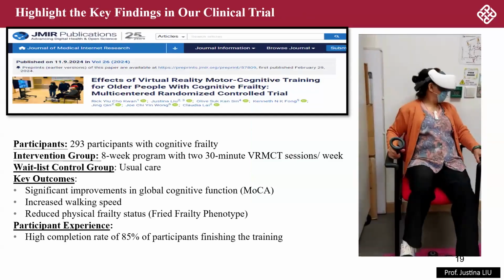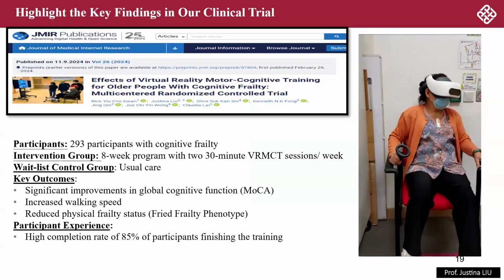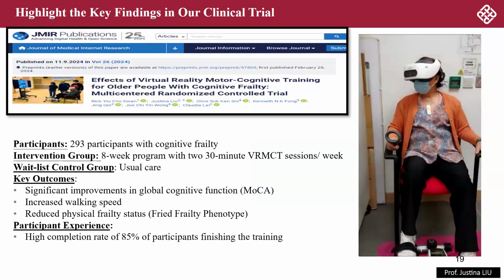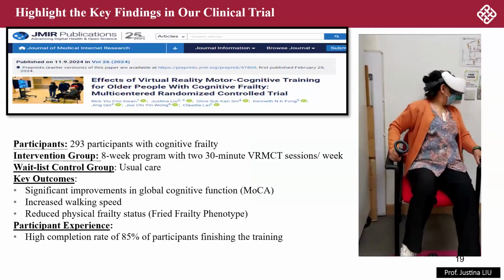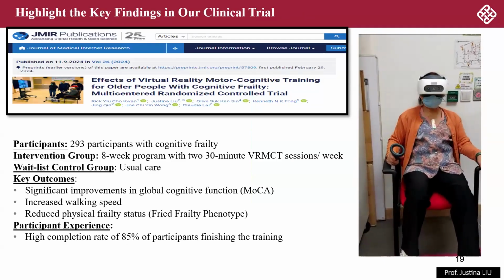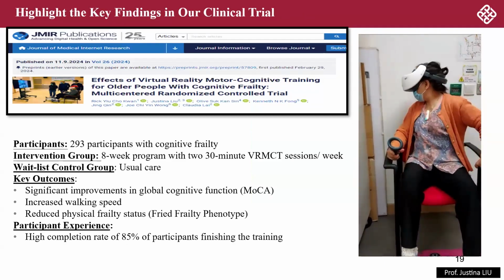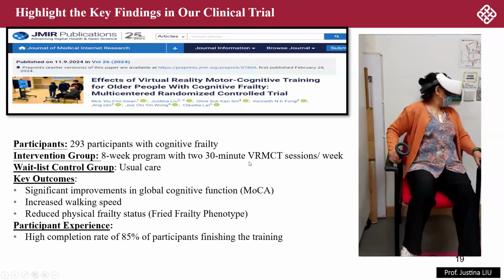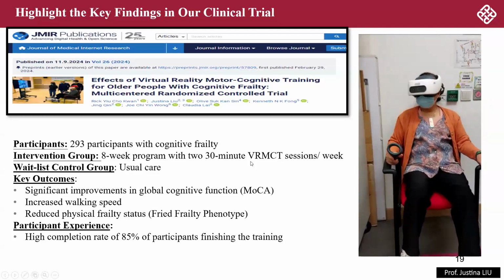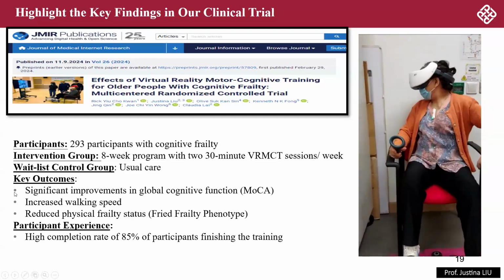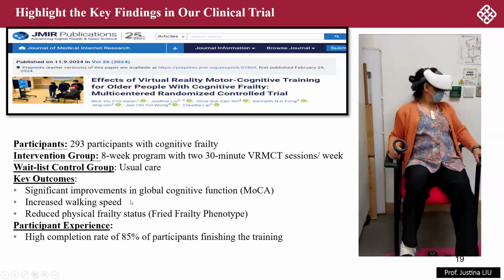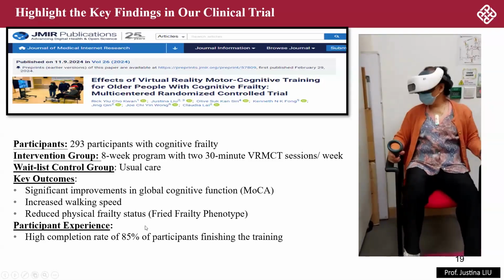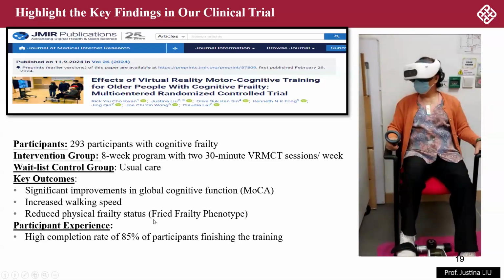We have already published our clinical trial. I won't go into great detail because of the time, but you are welcome to have a look at our publications. But in short, all the participants, after receiving our VR MCT training sessions, had significant improvement in their global cognitive function, increased their walking speed, as well as reduced their physical frailty status.